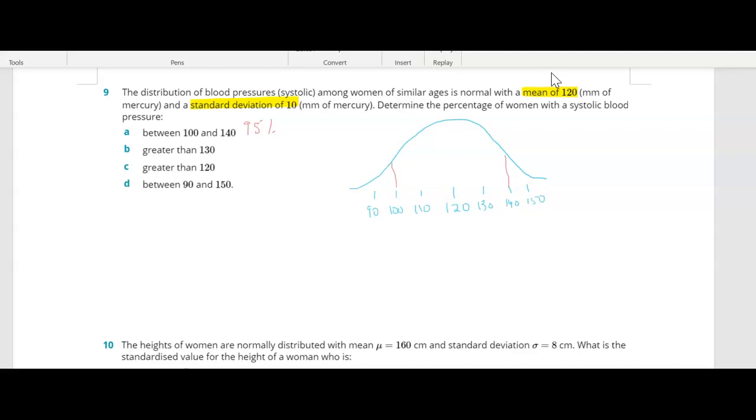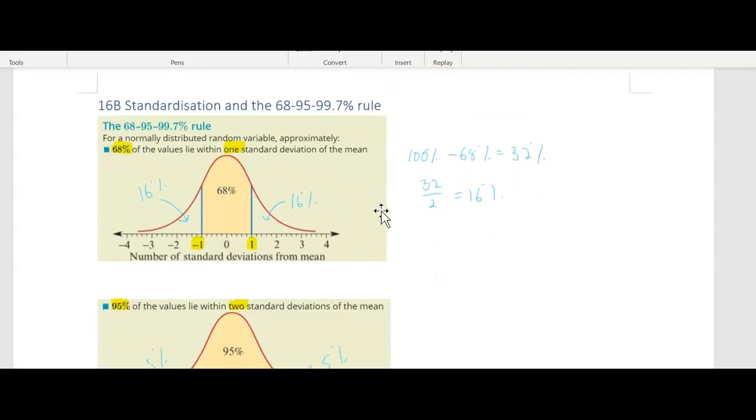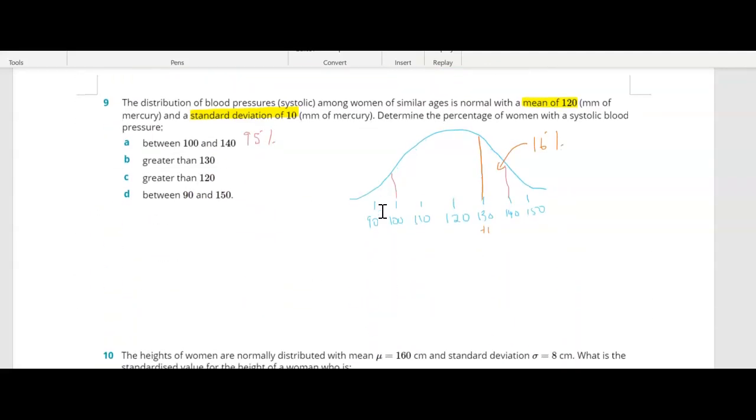Greater than 130. So this time, I hoped the colors would look a bit different, but that orange looks pretty much like that pink. All right, this time we want this area greater than 130. 130 is 1 standard deviation above, so this percentage here is 16%. If you're ever unsure, just scroll back up. So there it is, 16%.